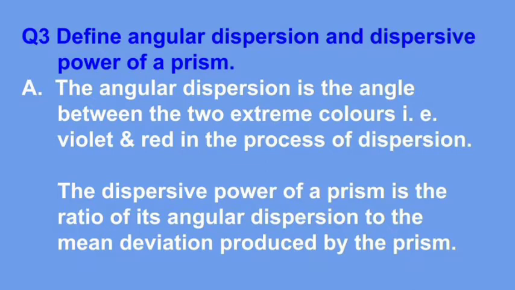Here you can give the expressions also for the two terms. That is, angular dispersion is delta V minus delta R, and dispersive power omega is equal to (delta V minus delta R) by delta. It is also equal to (mu V minus mu R) by (mu minus 1).